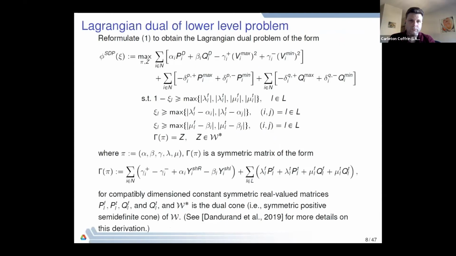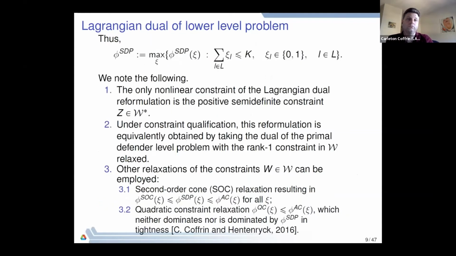The typical approach is to reformulate the lower level, say with Lagrangian duality, to get a single level problem. In applying the Lagrangian duality to the original lower level AC problem, we get an implicit relaxation. In fact, it's equivalent to as if we had applied the Lagrangian duality to an SDP relaxed version of the AC lower level problem. That's true under constraint qualification. What we're solving, even with SDP, is a relaxation of the original bi-level problem.